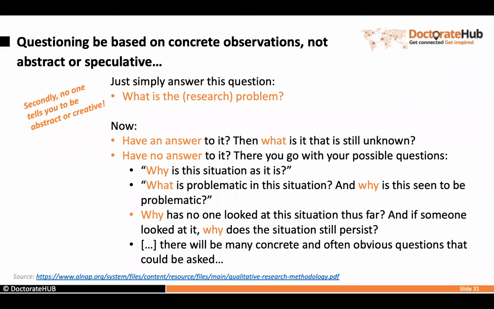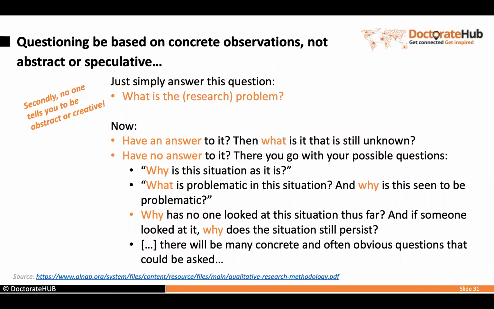In particular, if we go back to the solution versus problem view, if you see something exciting, you often speculate about things, how they could be or how they could become. And then from those speculations, questions do emerge. Now, you might want to refrain from being too creative here, but just simply answer the question, what is a research problem? Do you have an answer to it or not?